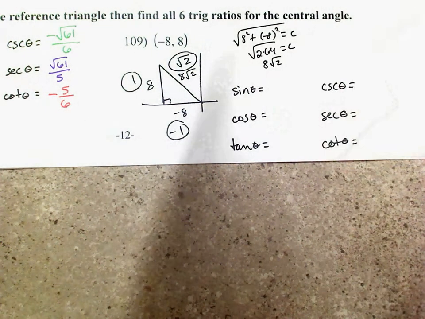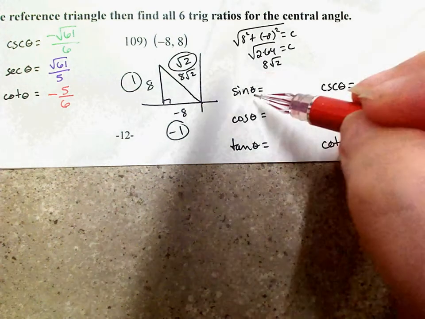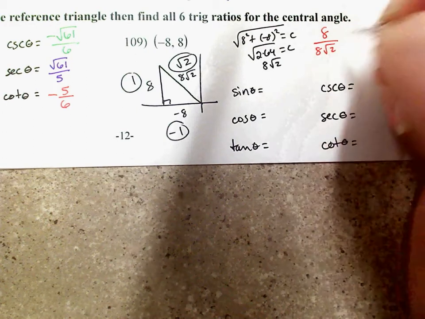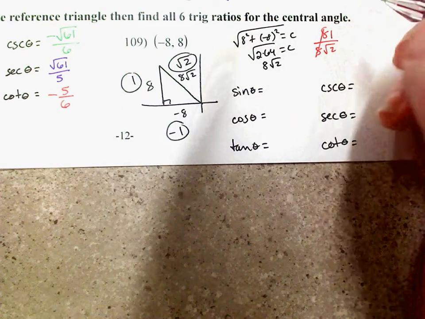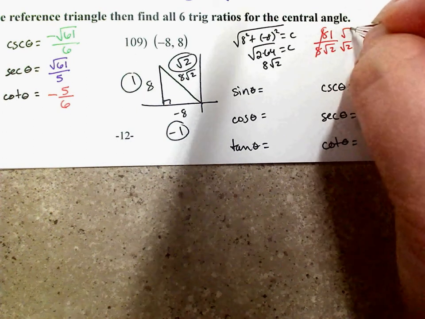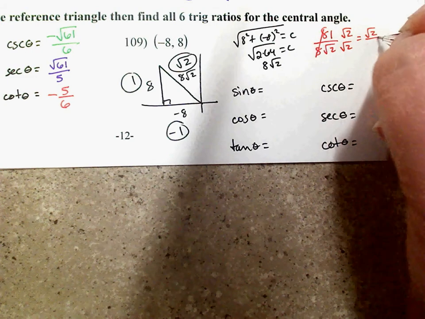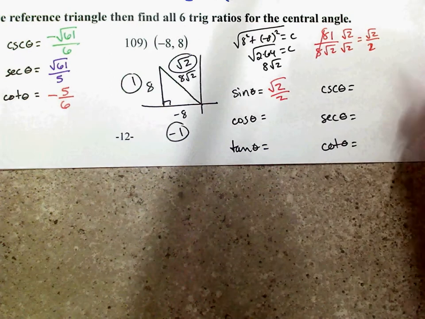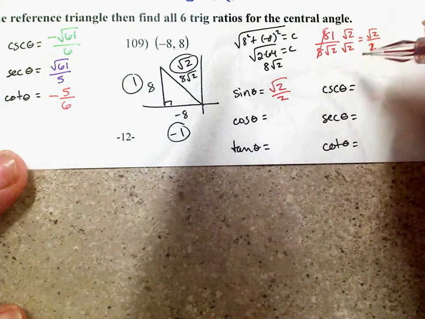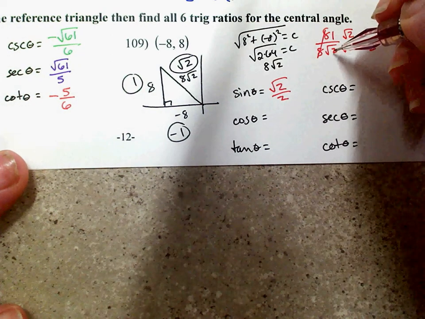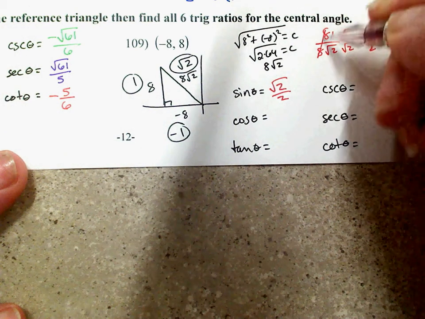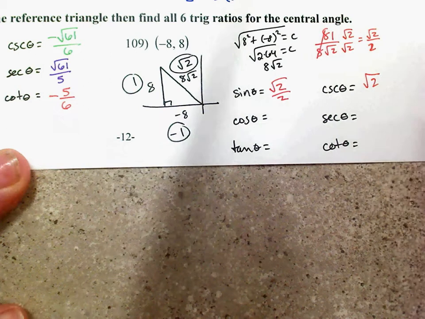Sine is opposite over hypotenuse. So opposite over hypotenuse is 8 divided by 8 square root of 2. The 8s simplify out, so I've got 1 over the square root of 2. If I multiply top and bottom by square root of 2, then I've got square root of 2 over 2. But remember that sine was 1 over the square root of 2. We just rationalized to get this, which means cosecant, I can just flip this fraction and say square root of 2 over 1, which is square root of 2.